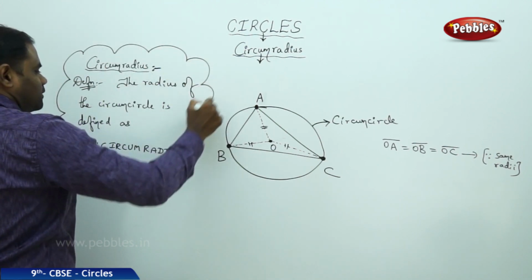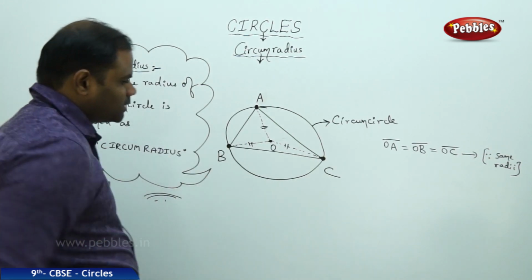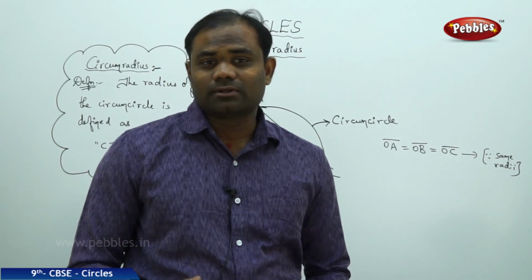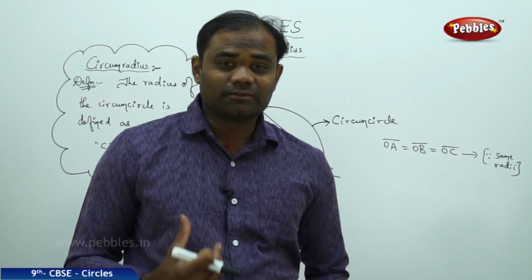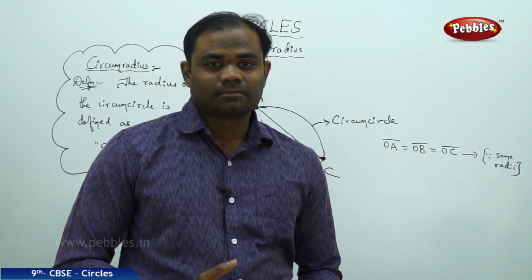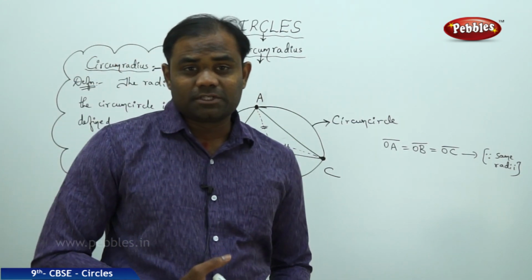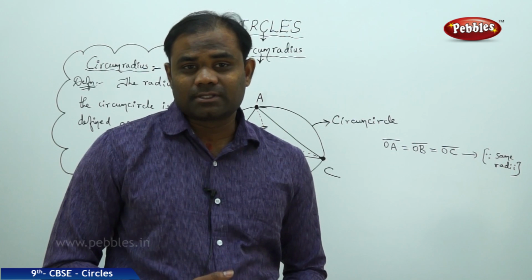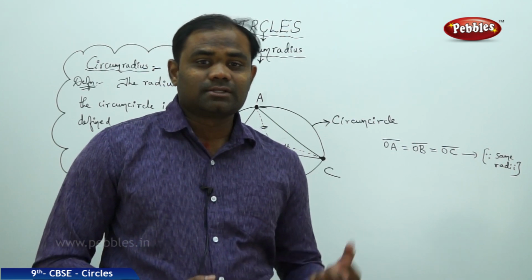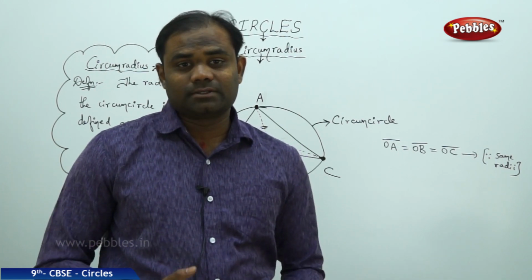Is how we define for a circle. The center of the circumcircle is called circumcenter, and the radius of the circumcircle is called circumradius. And when we talk about the circumcircle, it's a circle which passes through all the 3 vertices of a triangle ABC. Is how we understand circumcircle, circumcenter, and circumradius.